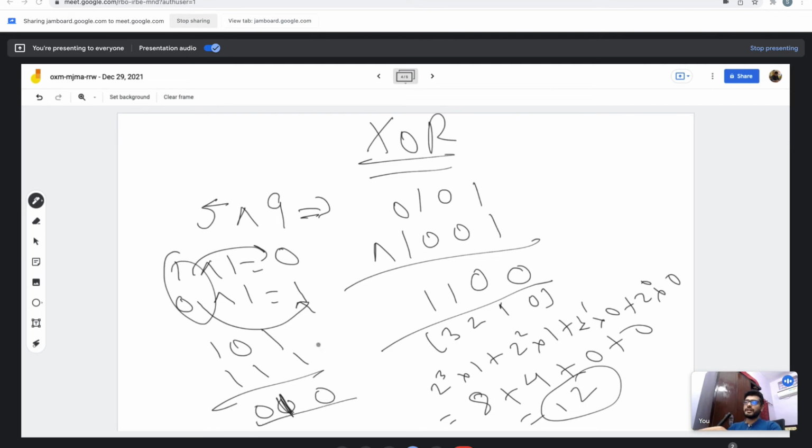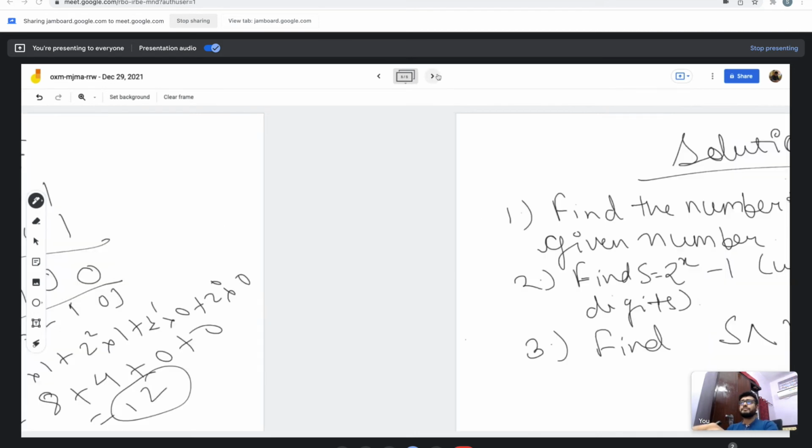So basically what it is doing is that if we do a XOR of a number with all the ones, we are going to get our desired complement of that number, because 1 has the property that whenever you take a XOR of 1 with any other digit, it will always give you the reverse of that digit. So basically we can utilize this property to find the complement of the number. So let's look at this algorithm.